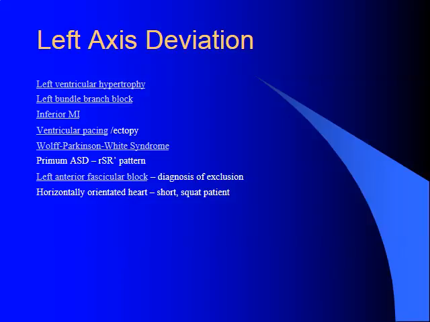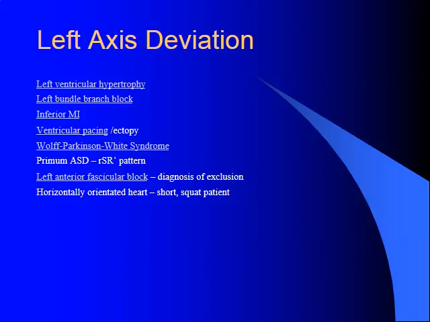Left anterior fascicular block. Left axis deviation is a component of a left anterior fascicular block, which we will talk about in detail. Just know that whenever you do see left axis deviation, you do need to rule out a left anterior fascicular block.